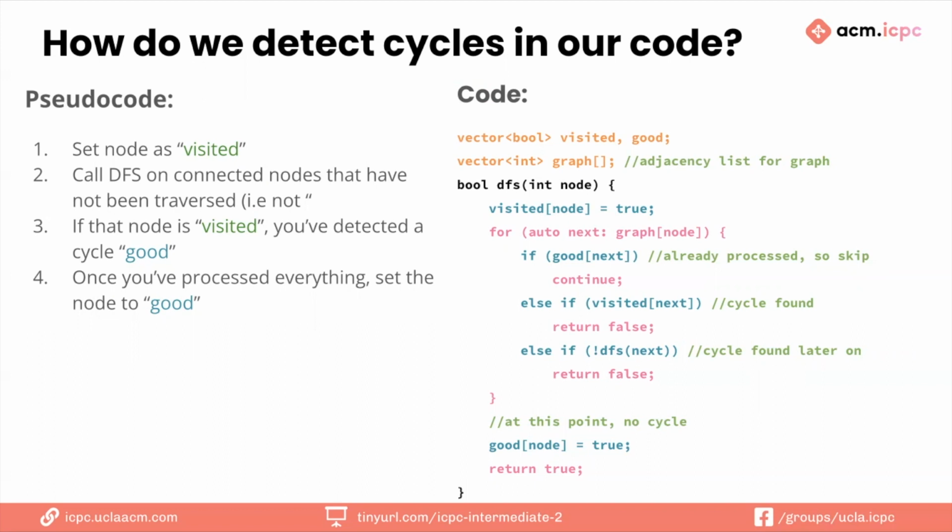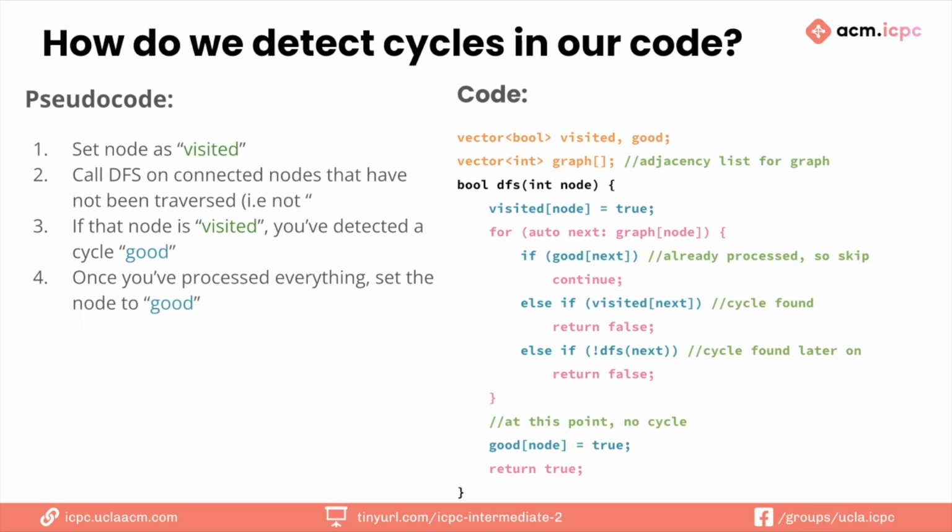In code, we set the current node as visited, and we iterate through each of the nodes that are connected to it. That's what we mean by auto next : graph node. We're iterating through all the nodes that can be accessed through our current node. If the node has already been processed, we skip it. That's what the continue syntax means. You skip the rest of the for loop and go back to the start with your next node.